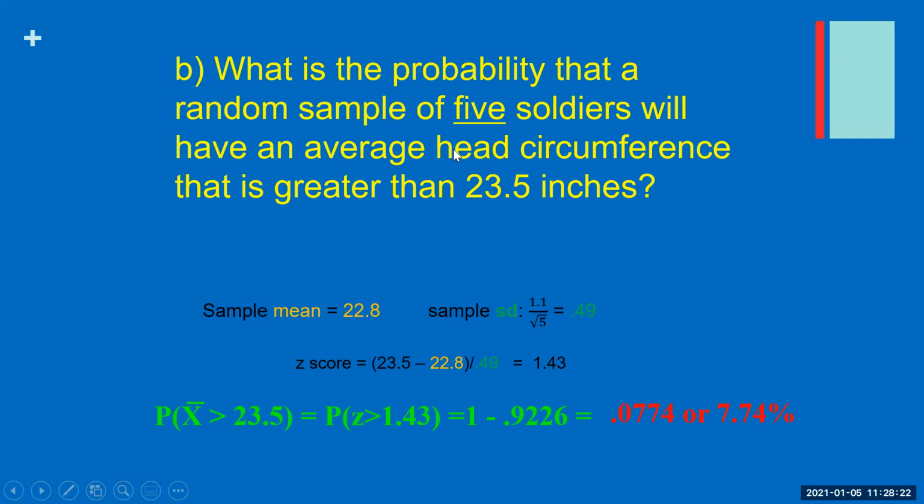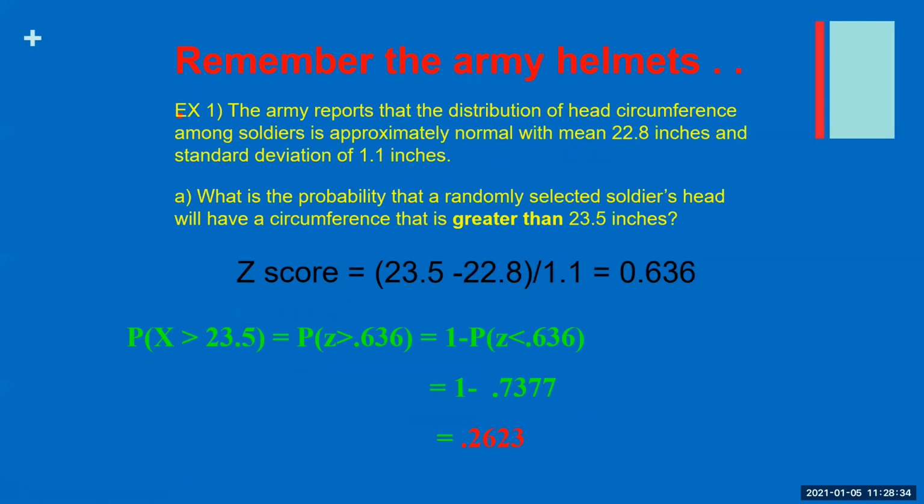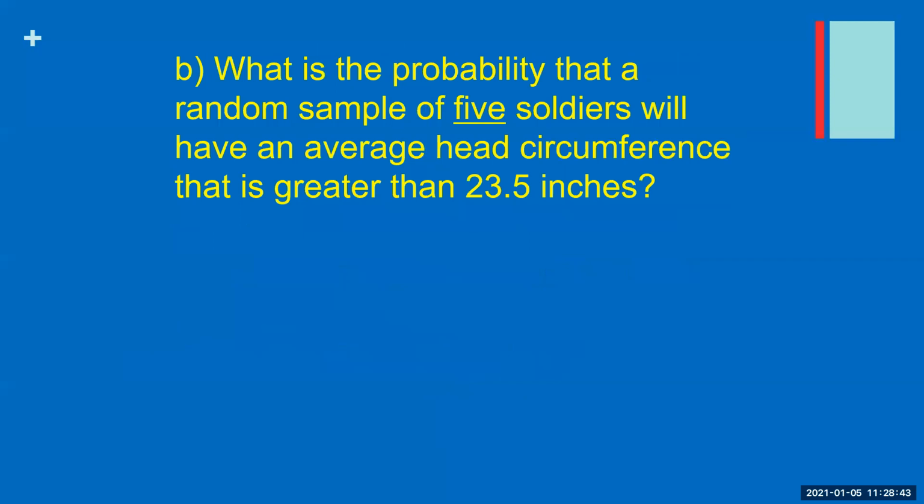So notice the difference here. This is the probability that a random sample of 5 has an average head circumference greater than 23.5. And again, notice how small, 7.74%. We go back to the previous problem. Notice when we were just taking a randomly selected soldier, we got a much higher percentage, 26.23%. So always, if you're taking more than one, you're going to get a smaller probability because, let's just say the one you choose is a higher or lower value than the others, it's not going to affect the average as much. Which is why, when we calculate the new standard deviation with a sample size other than 1, we divide by the square root of n, because we should get less variability.